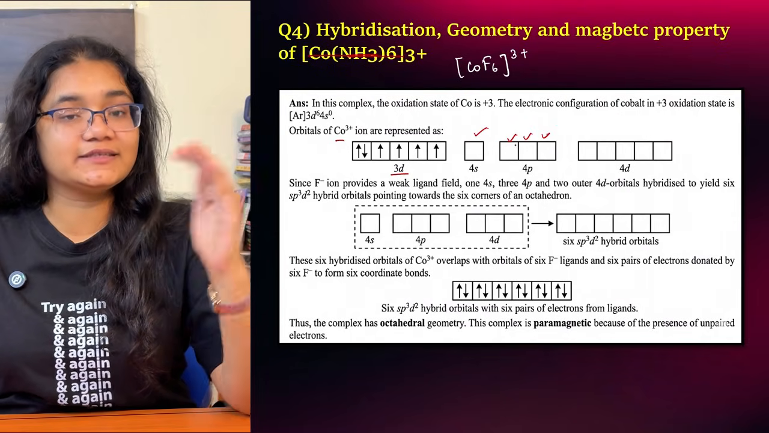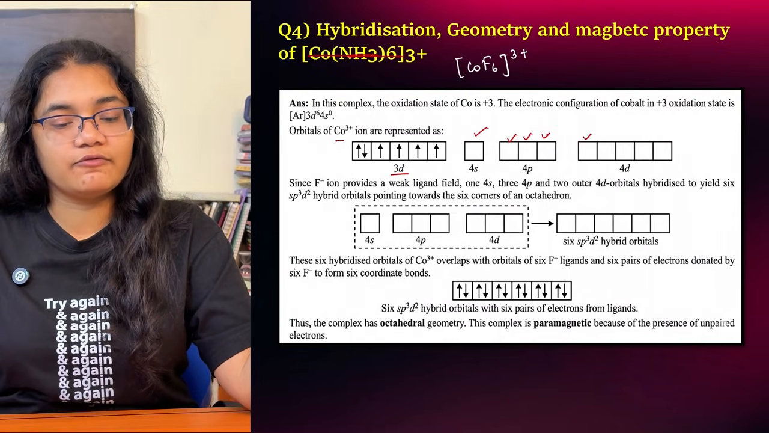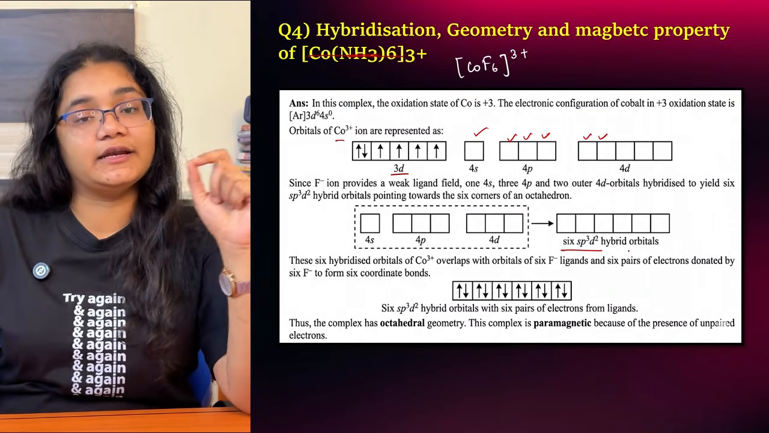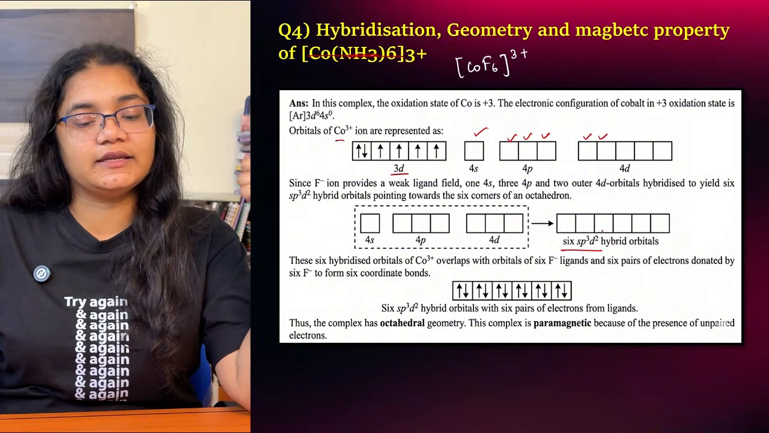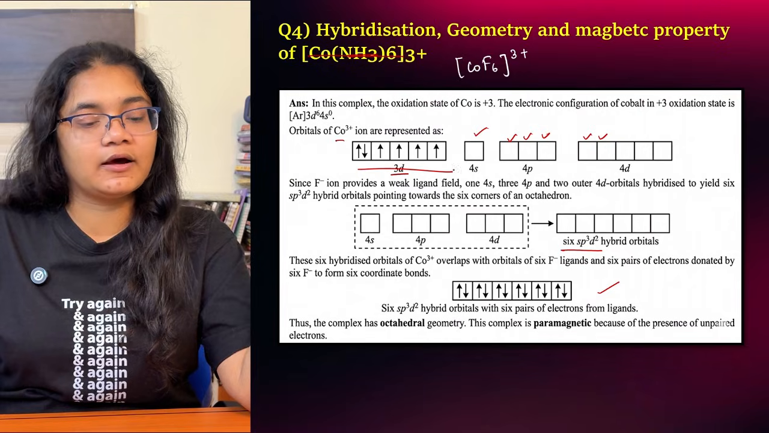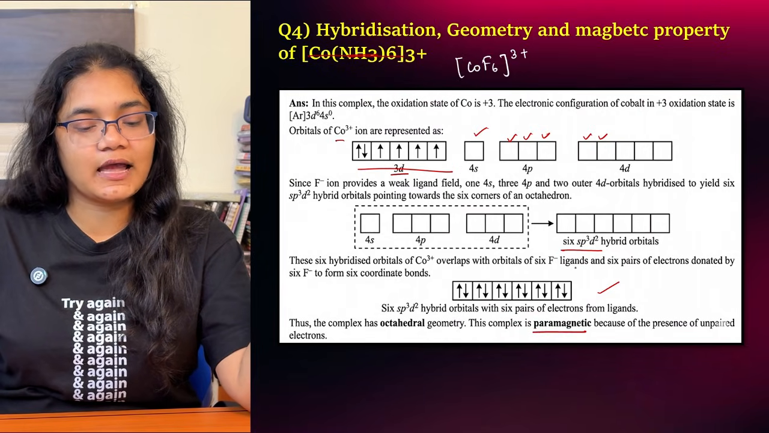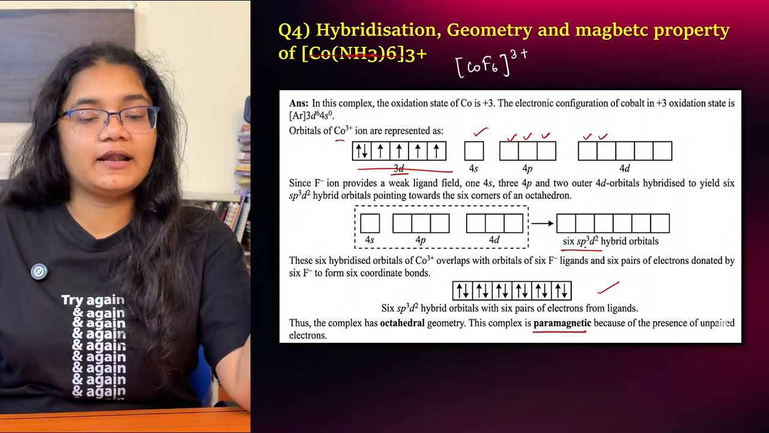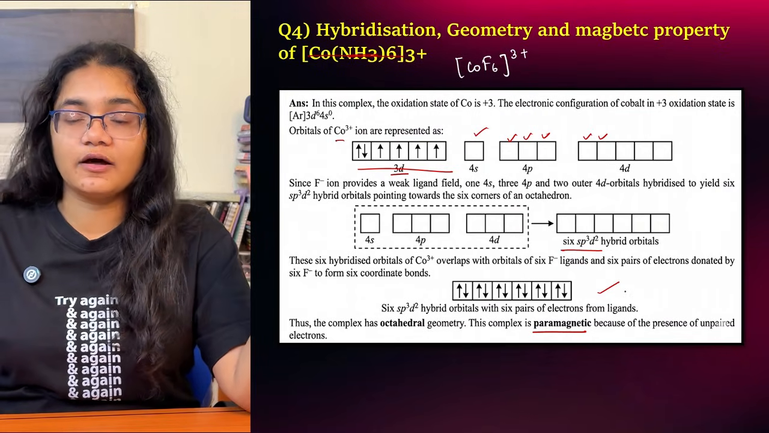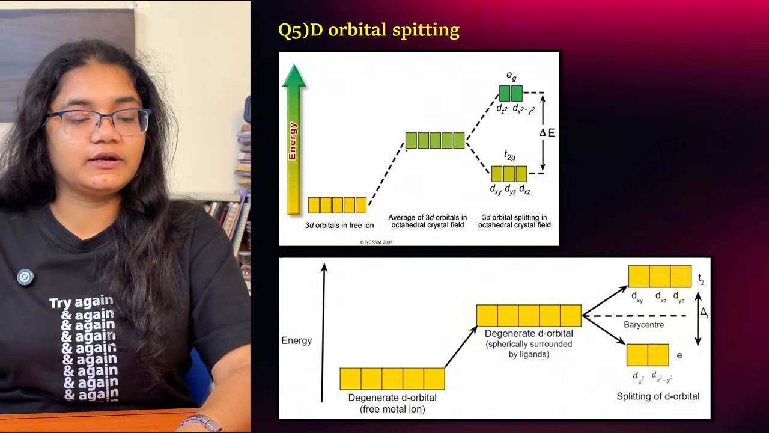Okay, so what are the orbitals available? We need 6 empty orbitals, right? So the 3d, 4s, 4p and 4d empty orbitals will combine to give you 6 sp3d2 hybrid orbitals. Now the ligands can donate electrons, and here you can see there are unpaired electrons in the metal, so this is paramagnetic, hybridization is sp3d2, and the geometry, for coordination number 6, is always octahedral.